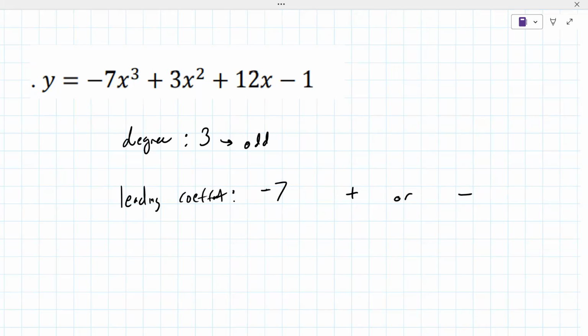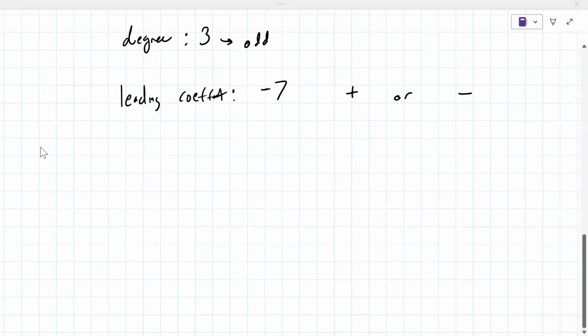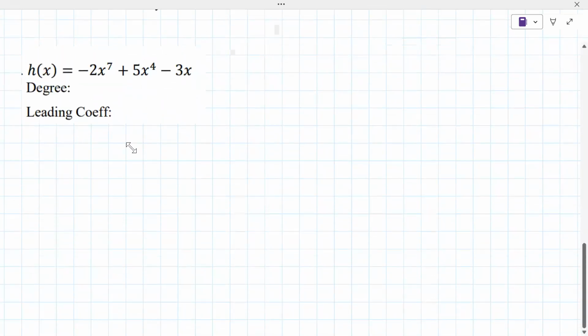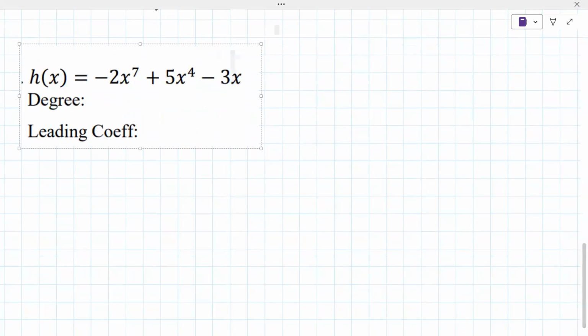Okay, so here is a new problem for you to try. Get this snipped in. All right. Can you give me the degree and the leading coefficient, please? The degree is 7, and the leading coefficient is -2. Okay, very good. One more.